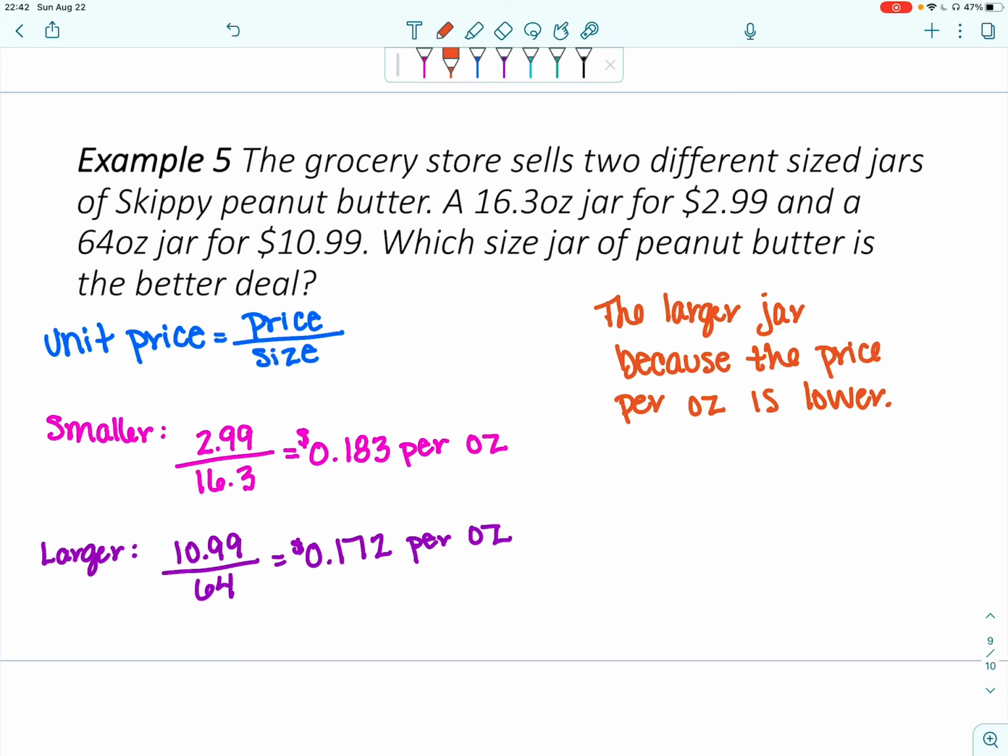So that is how you calculate a unit price. You take the price divided by the size, and you compare. The better deal is always going to be the one with the lower price per whatever the unit is of the item in question. This was in ounces, so that's why it was price per ounce. If we were looking at something in terms of feet, maybe a fruit by the foot, I've got food on the mind, then this would have been a price per foot. So just keep that in mind as you're working through those. And that's it for this section.